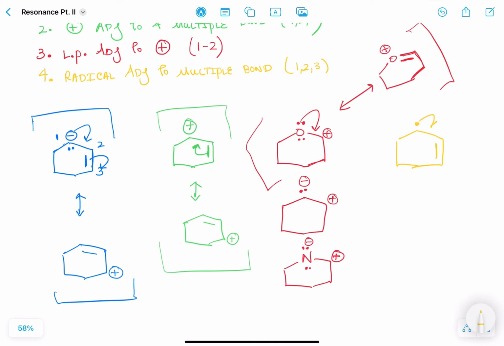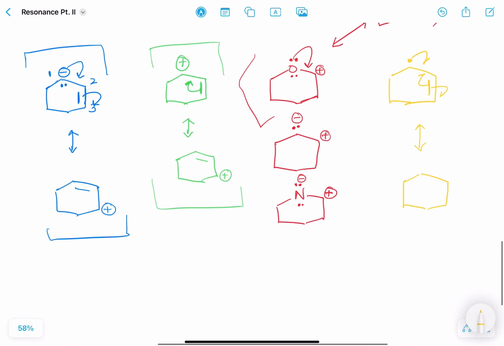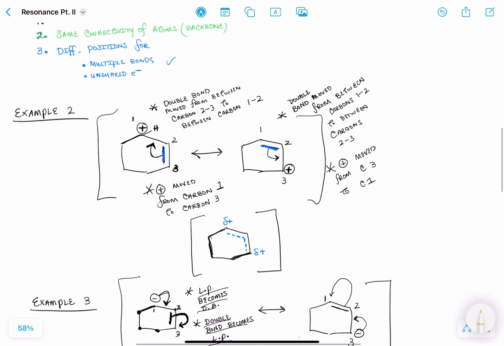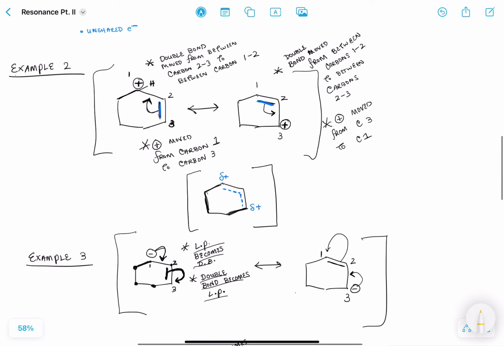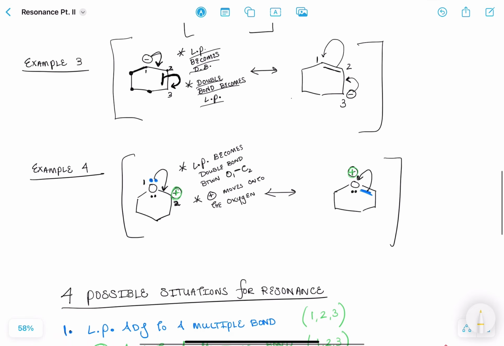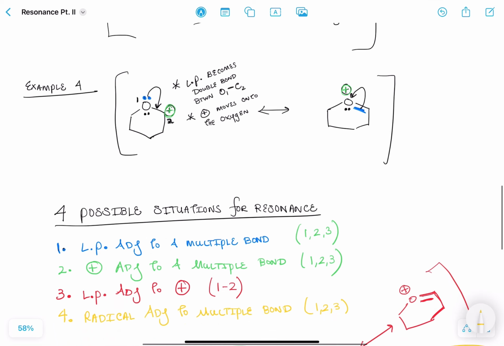And then we'll have something called homolytic cleavage, which we'll go over in a different lesson, but I just want to introduce it here today. This would be the 4th scenario of resonance occurring, right? And so again, to boil these all down, we can go back to these other examples. This was a positive charge adjacent to a double bond. And then example 3 was a lone pair adjacent to a double bond. Example 4 was a lone pair adjacent to a positive charge.